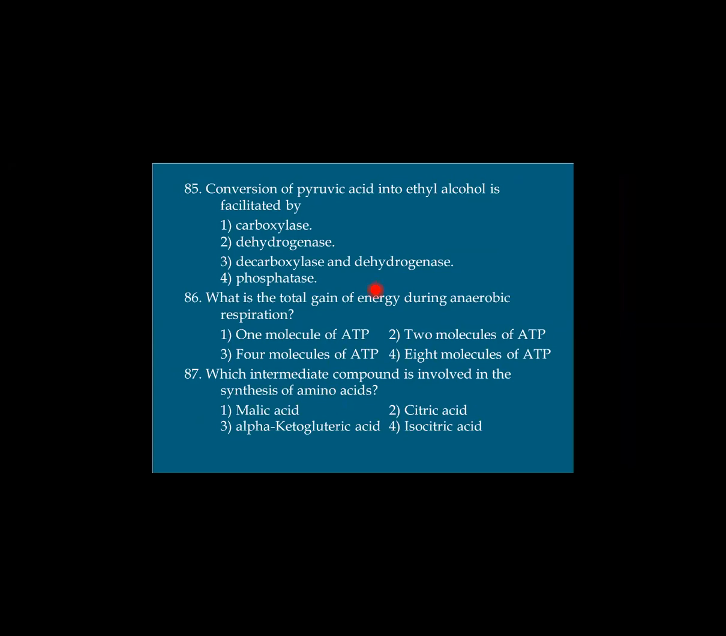Conversion of pyruvic acid to ethyl alcohol is facilitated by carboxylase, dehydrogenase, decarboxylase, and dehydrogenase phosphatase. So pyruvic acid is converted to ethyl alcohol. Which are the main enzymes involved here? The first enzyme is decarboxylase, because pyruvate is 3C converting to acetaldehyde 2C. Carbon dioxide is lost here, decarboxylase, and the next one is dehydrogenase. So we say pyruvate decarboxylase and alcohol dehydrogenase. These are the two enzymes which do this conversion. Option 3 is the right answer.